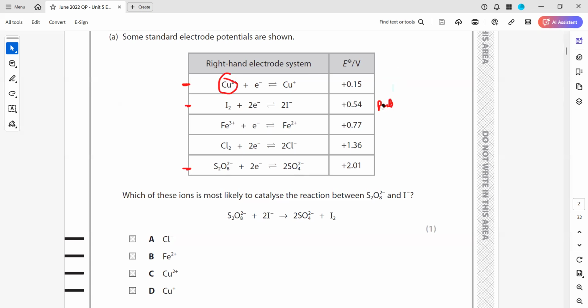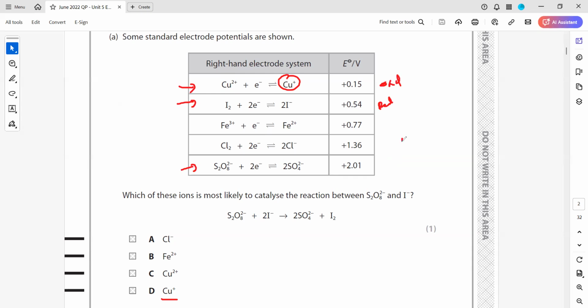When we check the second equation with the second reaction, this will be reduced and this will be oxidized. But here is a reduction. We want it to be a reduction, not oxidation. So when we check the copper 1, these are the equations. So you have copper 1 according to the question. When we check these two, this will be a reduction, this will be oxidation.